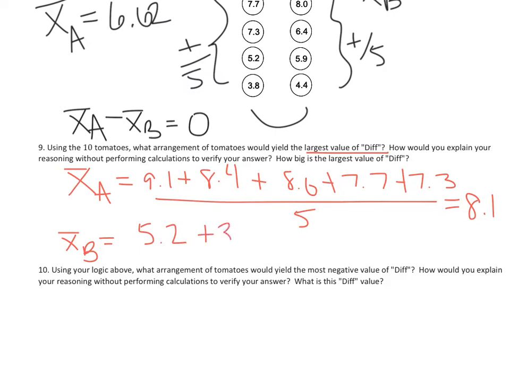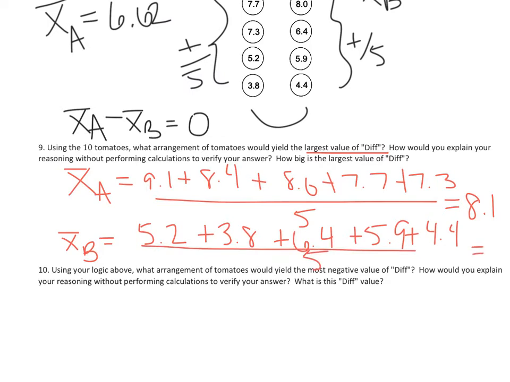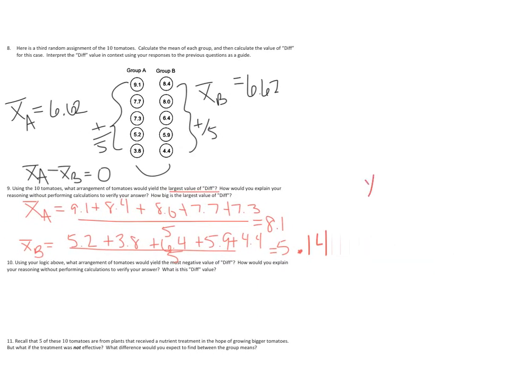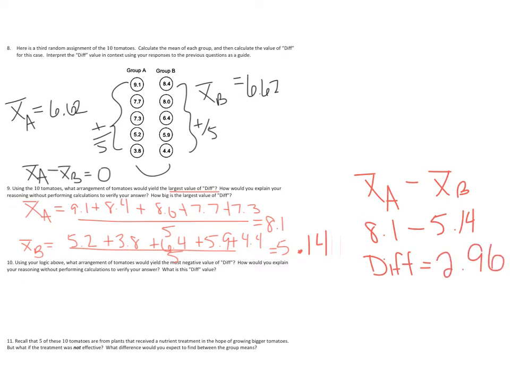That means, by default, all the other tomatoes would be in the other group. 5.2, 3.8, in no particular order, just the smallest ones all together. 6.4, 5.9, and 4.4. Divide that by 5. You'll get a mean of 5.14. Sorry, I had to make this bigger. 5.14. And then they ask you to calculate the largest diff value. So if I do the mean of A minus the mean of B, and I do 8.1 minus 5.14, you would get a diff value of 2.96.